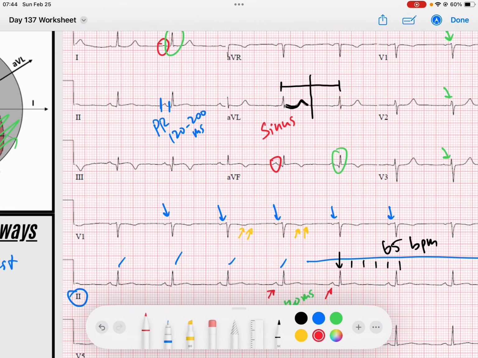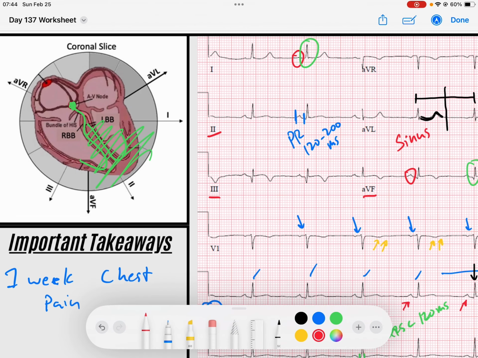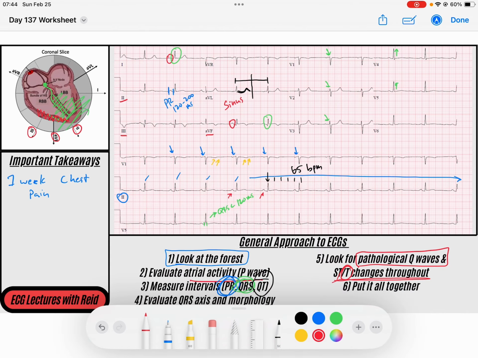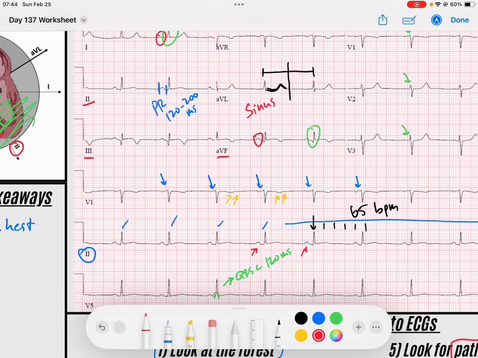My inferior leads, remember, are leads 2, 3, and AVF, right? If I look over here on this chart, my inferior leads 2, 3, AVF, they are kind of representing the inferior portion of the myocardium. And I notice that I've got this Q wave, that Q wave that's a little bit too deep. It's a pathological Q wave in lead 3, right?